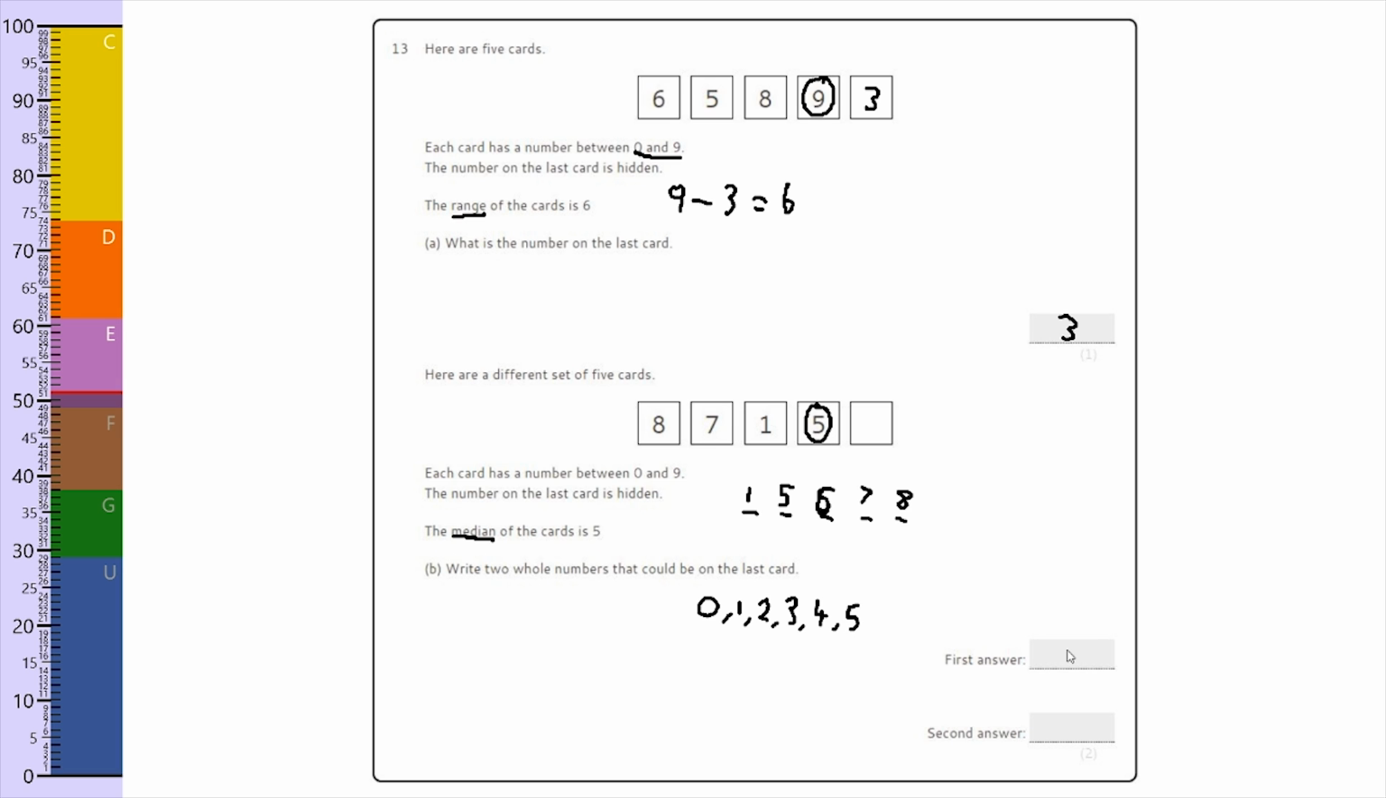And that would all give you the right answer. So I'm going to say 0 and 1. Why not? Let's have a think. Yeah, makes sense.